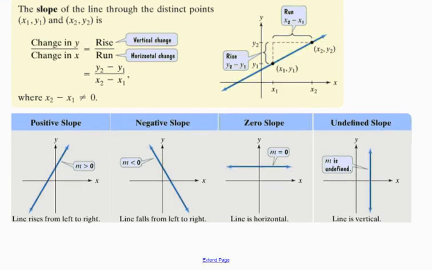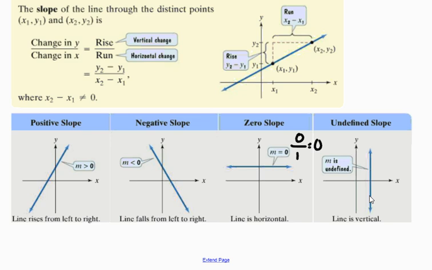When I graph a line, there are four things that can happen. I can have a positive slope. That means it's increasing going left to right. I can have a negative slope, which means it's going down left to right, decreasing. I can have a zero slope, which means I have a horizontal line because my vertical change is zero over whatever my horizontal change would be. My horizontal change could be anything, and 0 divided by anything is still going to be 0.